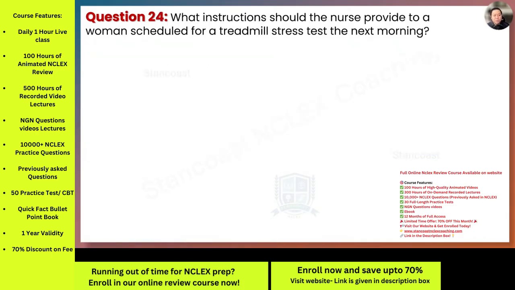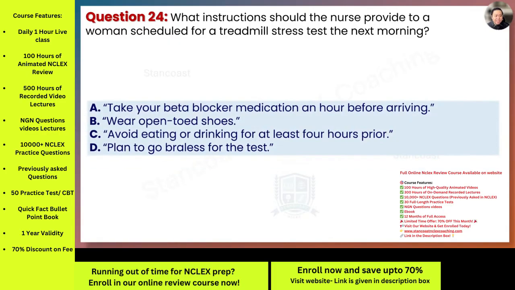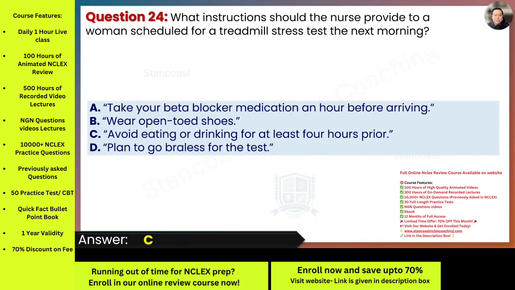24. What instructions should the nurse provide to a woman scheduled for a treadmill stress test the next morning? Options: A, take your beta blocker medication an hour before arriving. B, wear open-toed shoes. C, avoid eating or drinking for at least 4 hours prior. D, plan to go braless for the test. The answer is letter C.